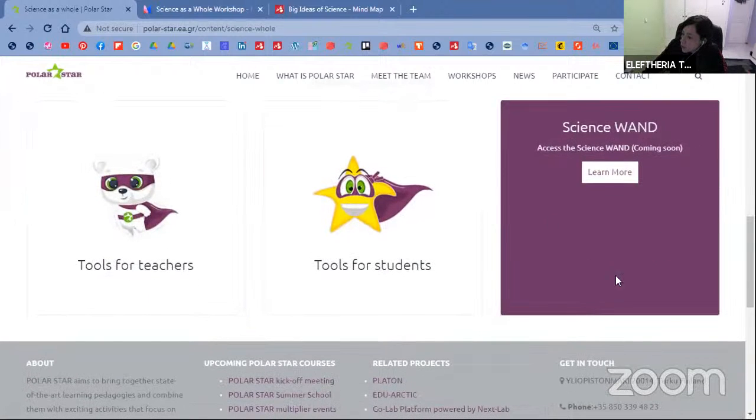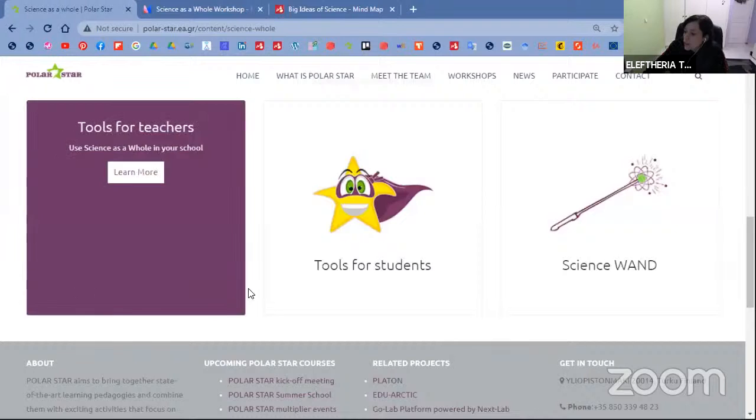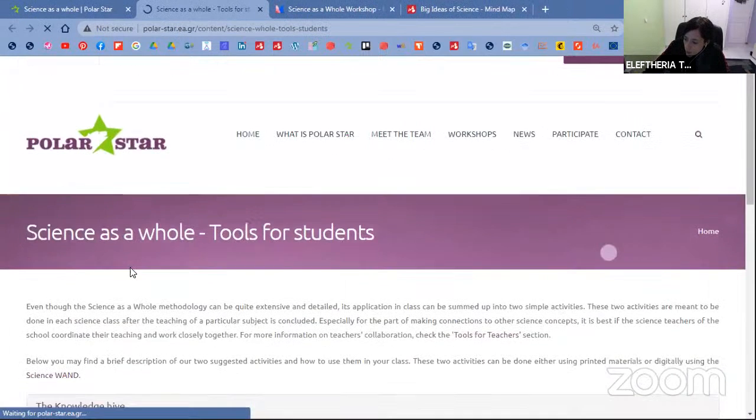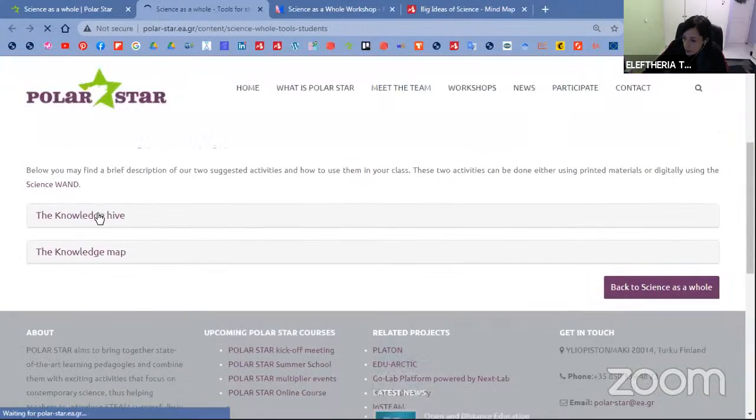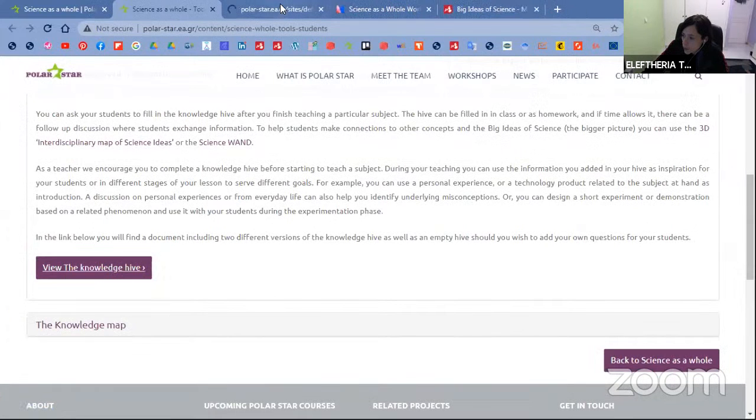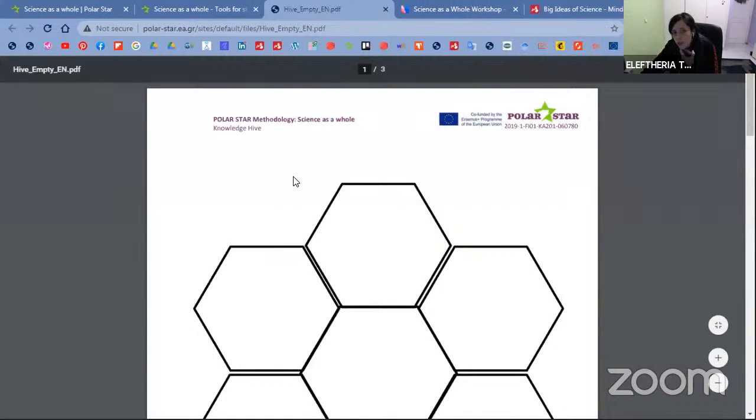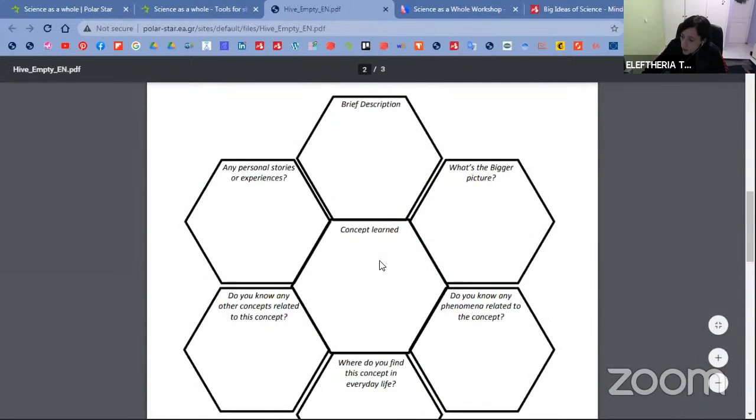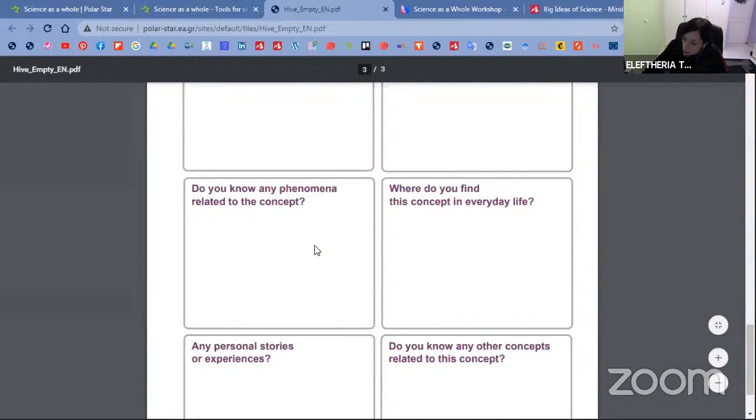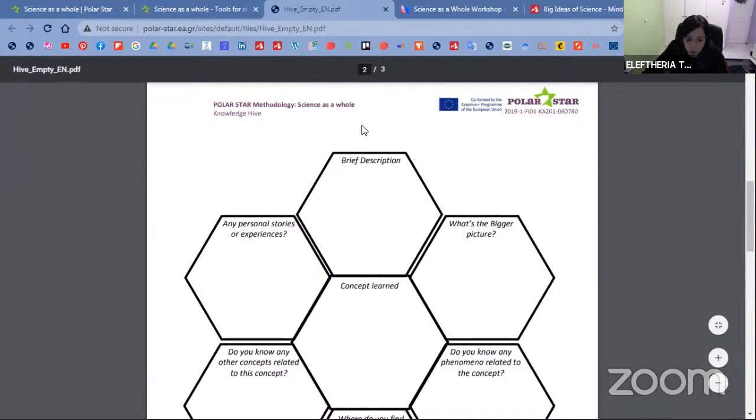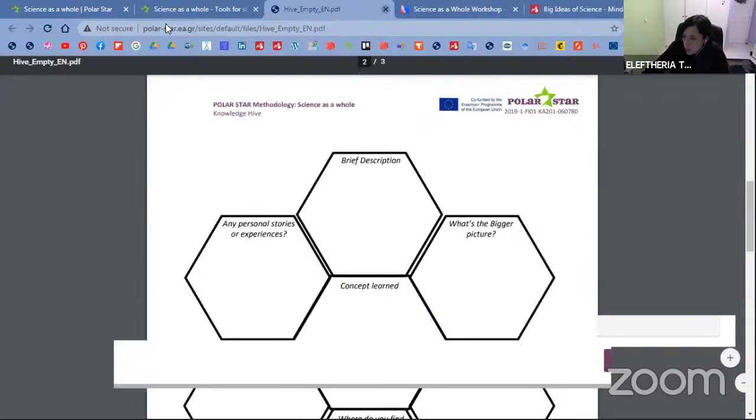This is where the Science 1 is going to be. It's coming soon, it's not here yet. In the section tools for students, you're going to find the knowledge hive, and this is the file that we have for you, which you can print to use the knowledge hive in your class. And we have an empty hive, we have a pre-filled in hive, and we also have the same questions in a more traditional presentation for you, so you can directly print that and use it in school. We're also going to be translating that into the languages of the consortium.